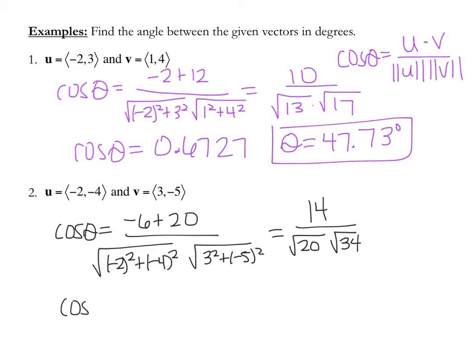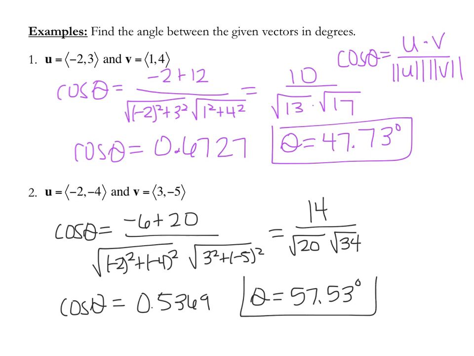So then cosine theta is equal to, I get 0.5369. I'm going to do arc cosine of that. Theta is 57.53 degrees. So this one again wasn't obtuse, but you'll see that it's obtuse if you get a negative number on top. So when your dot product comes out negative, you'll get an obtuse angle there instead. Those are going to have a farther distance away from them when you graph them as well.